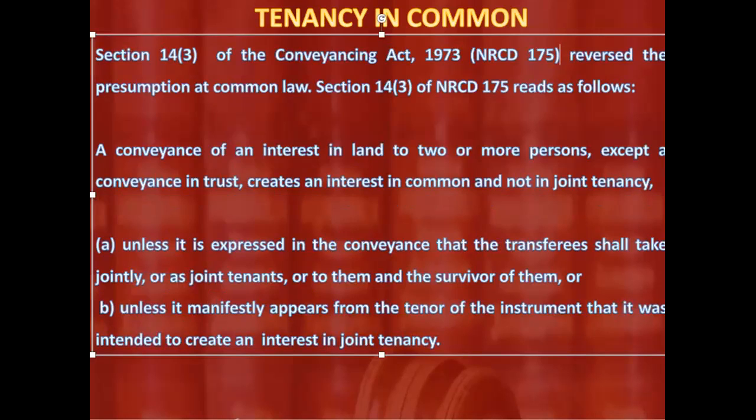It's a presumption because when the parties themselves express in the document that they want to hold it as joint tenants, as for that one, the law will give effect to their intention. But if you don't have that in the document, then when two people own property together from 1st of January 1974, the law was that there'll be a presumption that they hold it as tenants in common and not joint tenants.